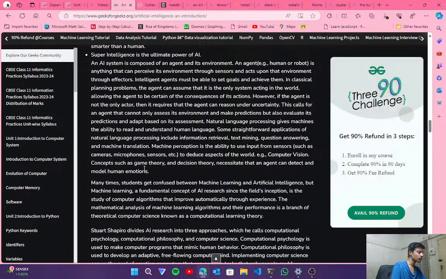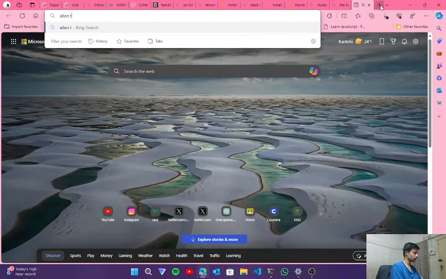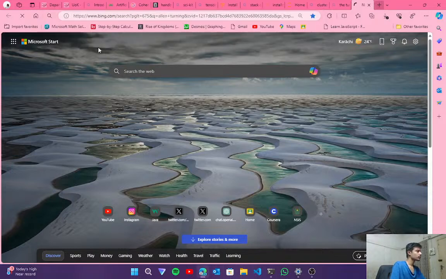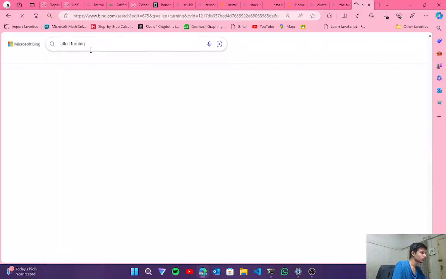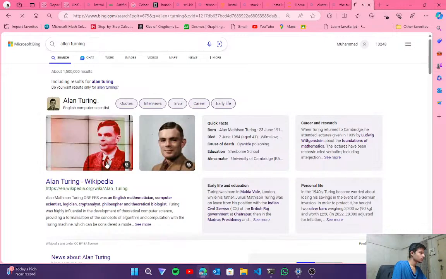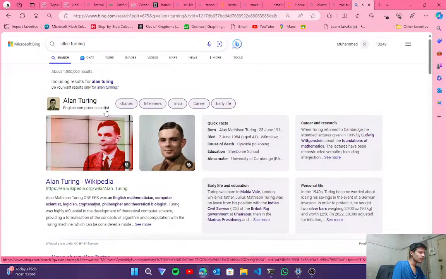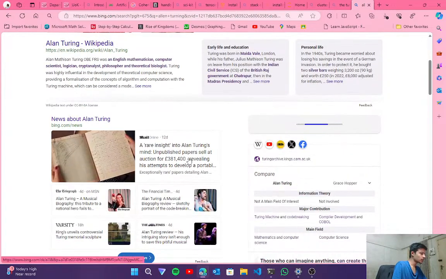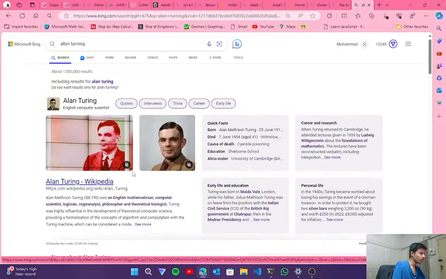Game theory was discovered by Turing, I think, the founder of AI. I'm not entirely sure about that, but Alan Turing it was, I think. English computer scientist, and he discovered game theory. I'm pretty sure about that.